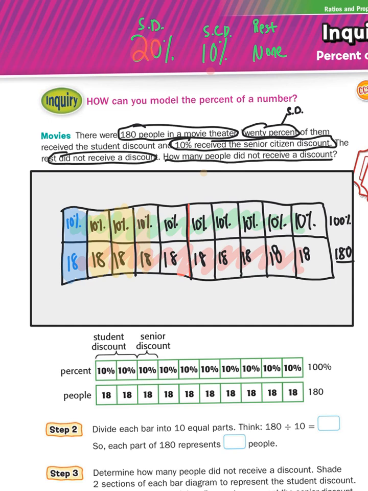How about, I'm up for some purple. All right, so let's see. Here's the rest who did not receive a discount. I'm going to color purple.